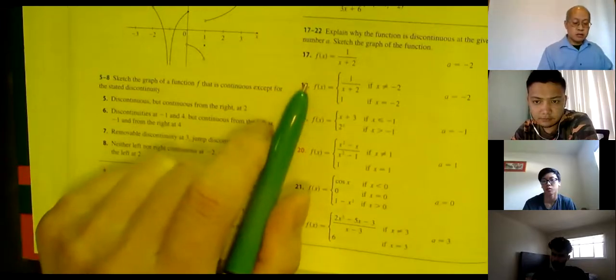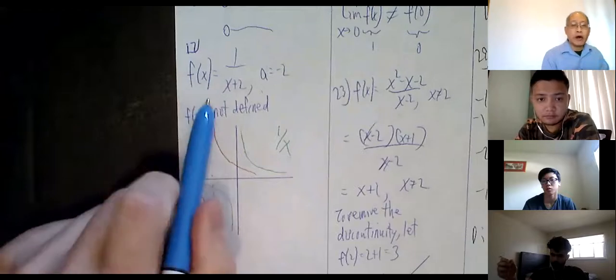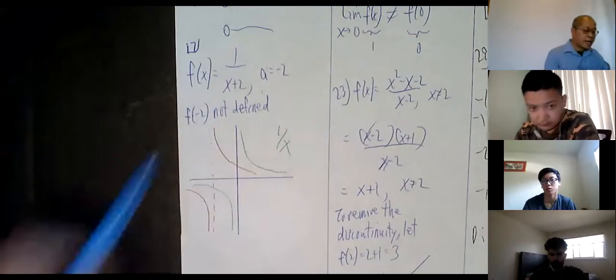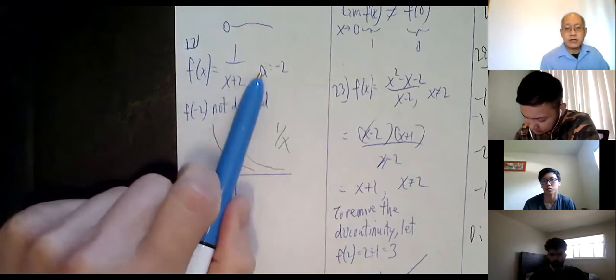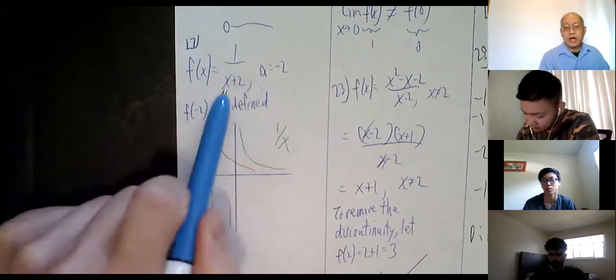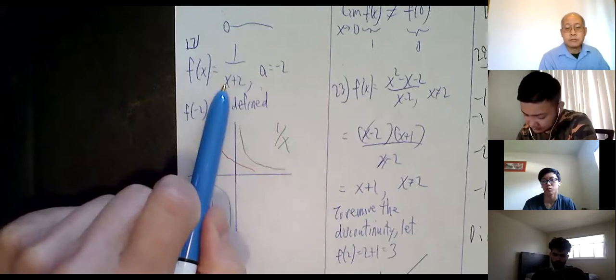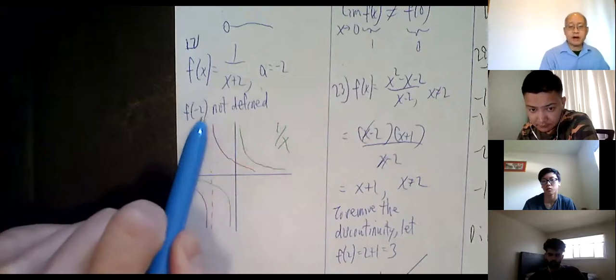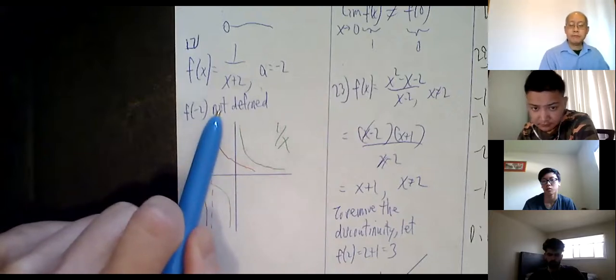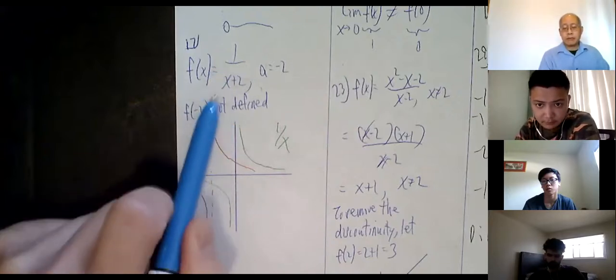All right. Then 17 to 23. Let me show you 17 right now. So let me make the book disappear. They're saying, why is the function discontinuous at the given a value? f of x equals 1 over x plus 2 at a equals -2. Well, we're not even allowed to plug in -2. So why is the function discontinuous at -2? Well, it's not even defined there, right? f of -2, not defined.